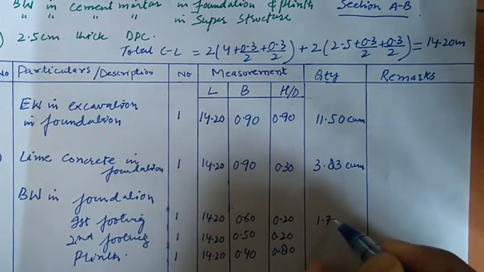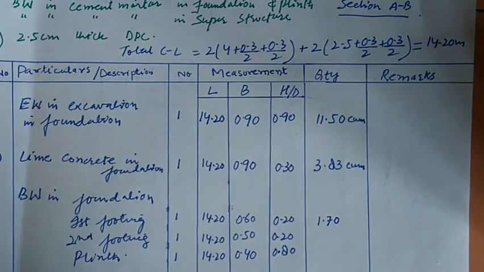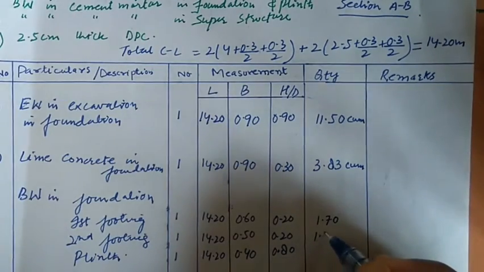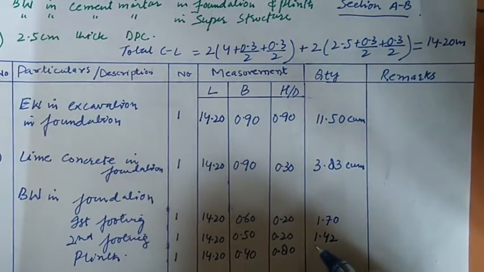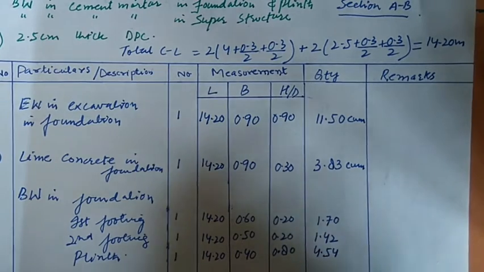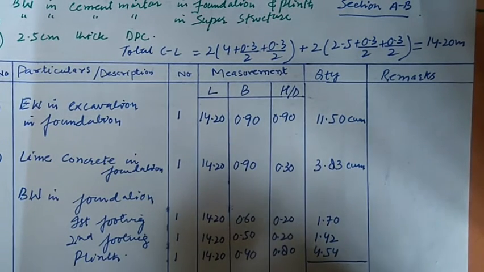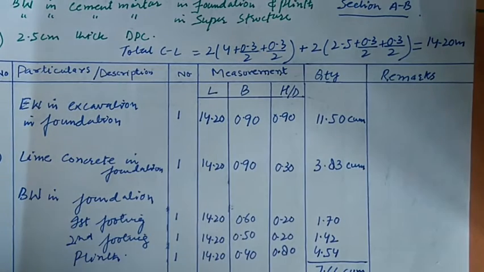This one is 1.70, second one is 1.42, third one is 4.54, and we will get the total brickwork 7.66. The unit is again cume.